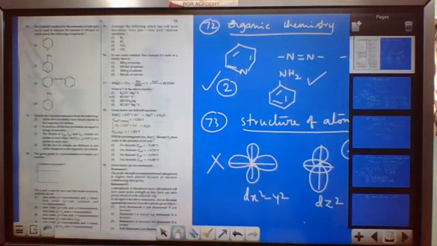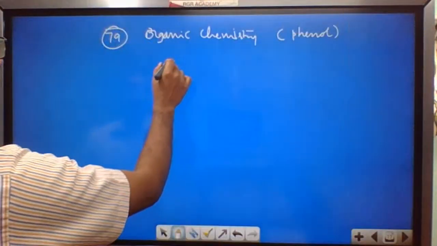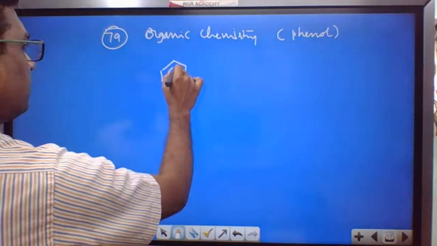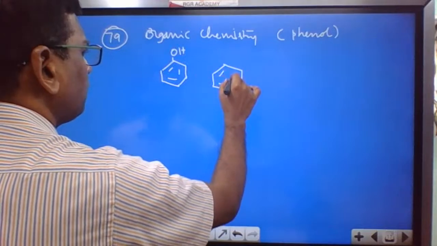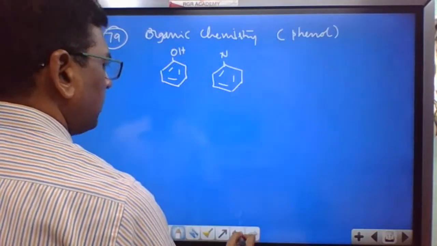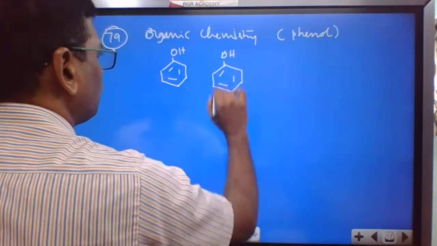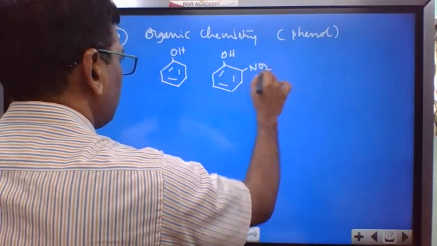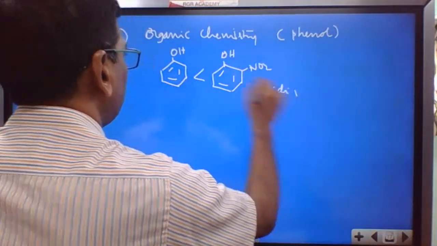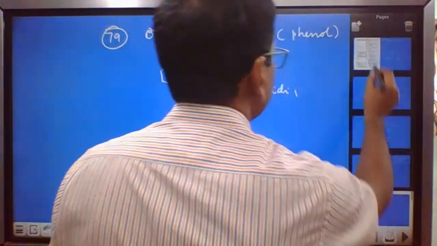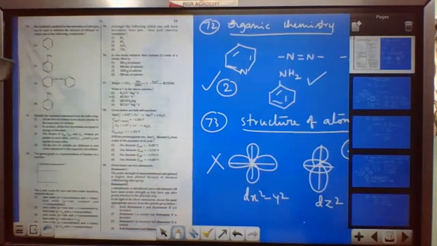You see that the acidic strength of mono-substituted nitrophenol is higher than phenol because of the electron withdrawing nitro group. That is correct. Phenol is just an OH group present on the benzene ring. Orthonitrophenol, paranitrophenol or metanitrophenol are the mono-substituted ones. It may be substituted here or here or here. Definitely it is more acidic than phenol. Next statement, the first statement is correct.